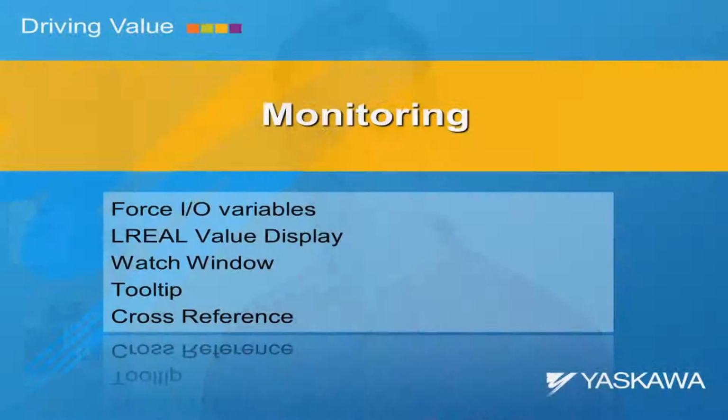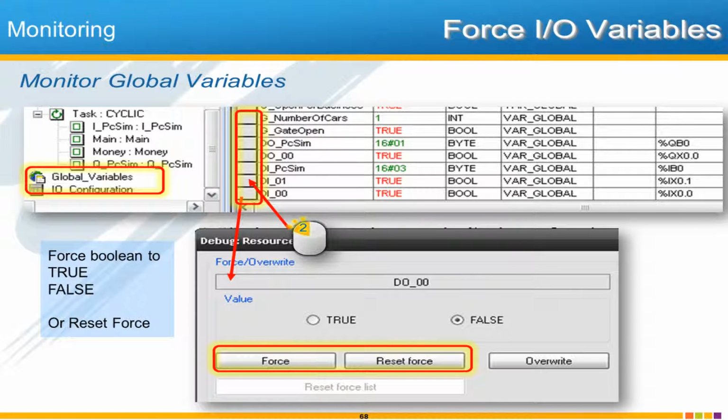Hi, it's Matt Pelletier. Let's use the project that we've been developing in the previous videos to see how to force inputs and outputs, adjust the value display for LREAL data, use the watch window, tooltip, and cross-reference. Let's start with forcing I/O variables.